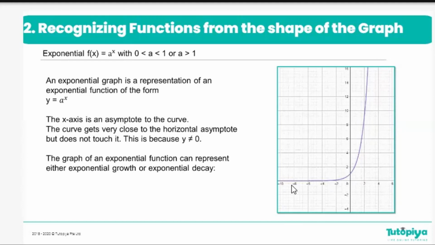Again, you would never have your y values reaching 0. So we would say the x-axis would act as the asymptote of our graph because the graph is getting very close to the horizontal axis, but it will never touch it. Now, these types of exponential functions can either represent an exponential growth, something like compound interest, or it can even represent exponential decay functions.